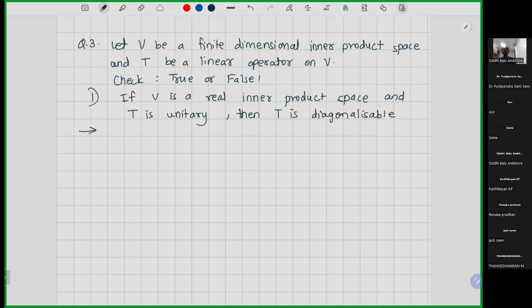V is a real inner product space, T is a linear operator, and T is a unitary linear operator on V. Then they are asking whether T is diagonalizable or not. T is unitary means what? T star T is equal to T T star, which is identity. So after this, can we conclude that T is diagonalizable?